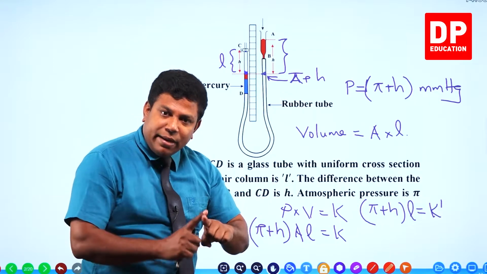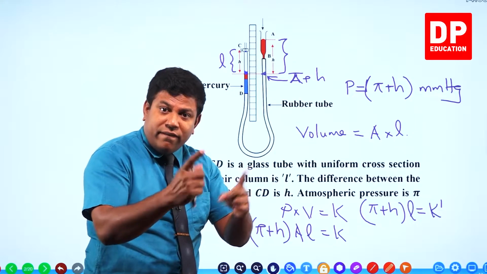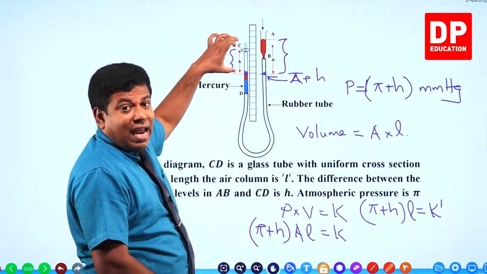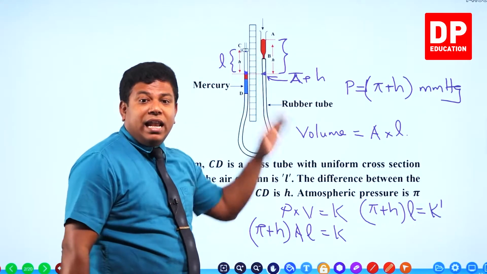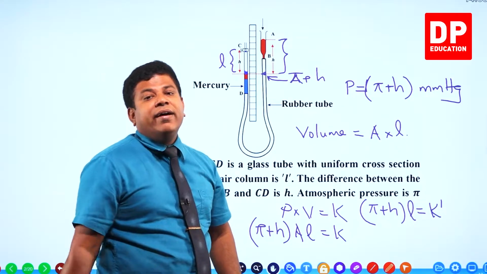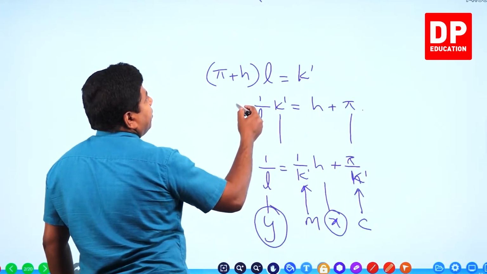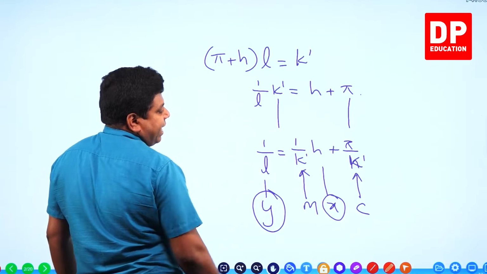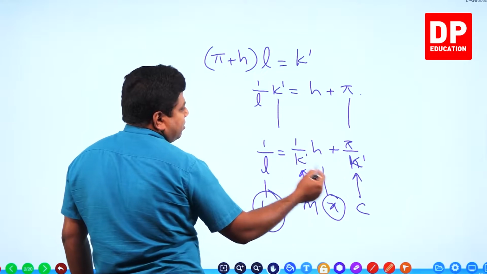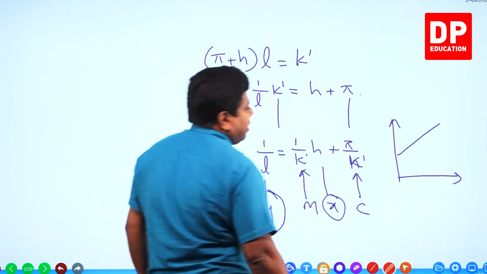We usually take the independent variable on the x-axis. And depending on H, Y will differ. Y will change. So Y means this one, L. L is the dependent variable. L depends on H. The dependent variable has to be taken on the y-axis. That's how I have rearranged this formula. Can you see? We get 1 over L on the y-axis, H on the x-axis. These two are constants. You should be able to get a straight line.